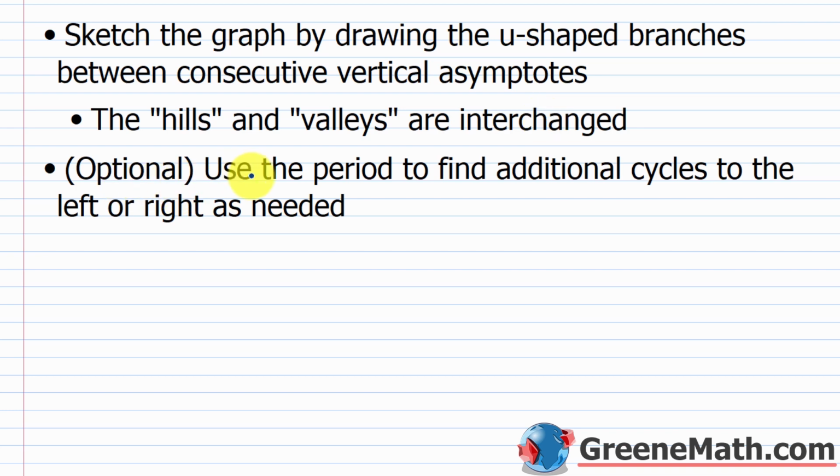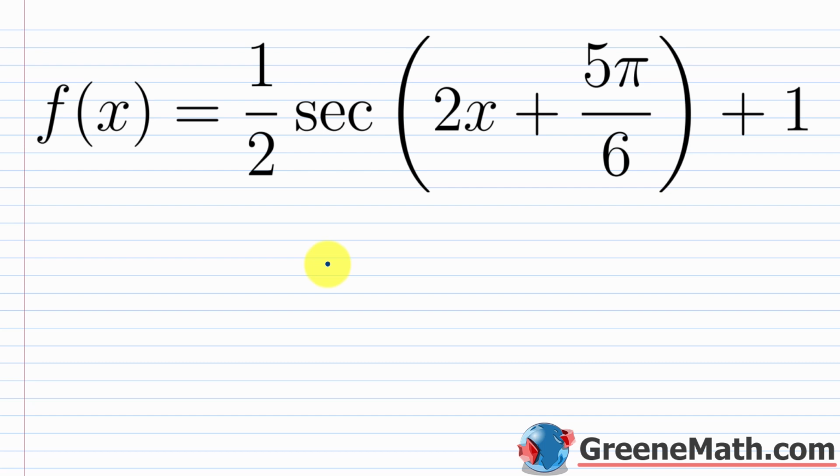Then we have optional here: use the period to find additional cycles to the left or the right as needed. And again, if you're self-studying, I would just do one period and call it a day. Usually if you're given an assignment, your teacher will say, hey, I want you to sketch it from this place to this place. So just follow that. Okay, let's take a look at an example now.